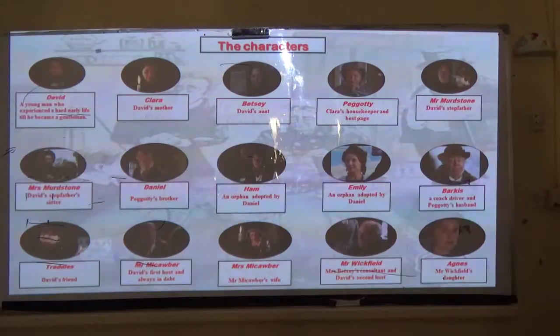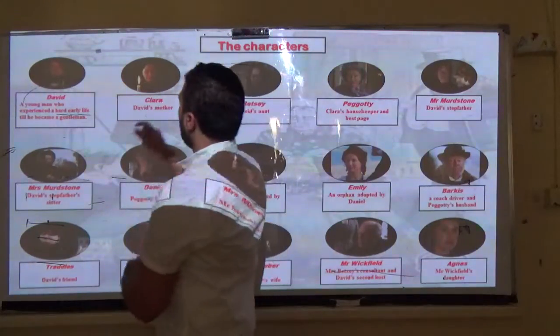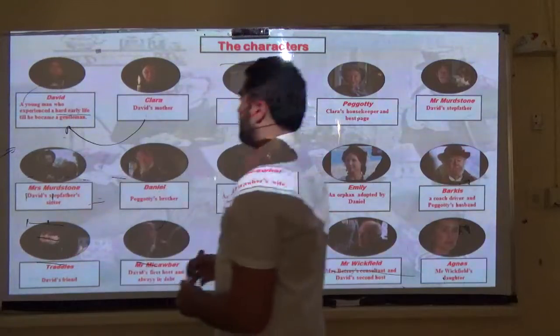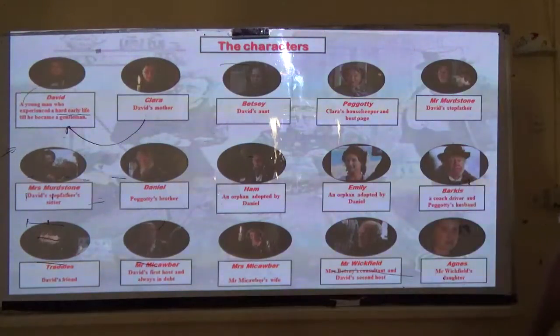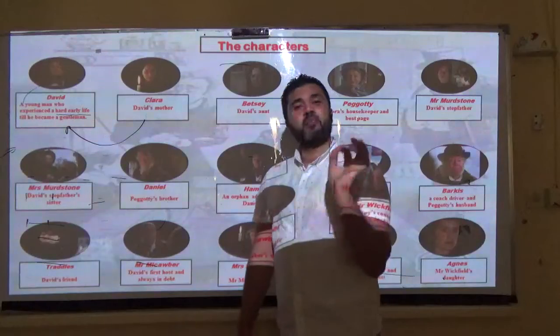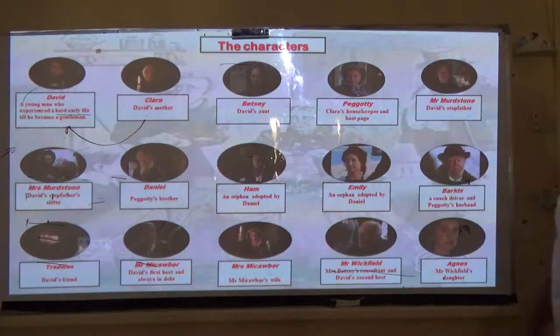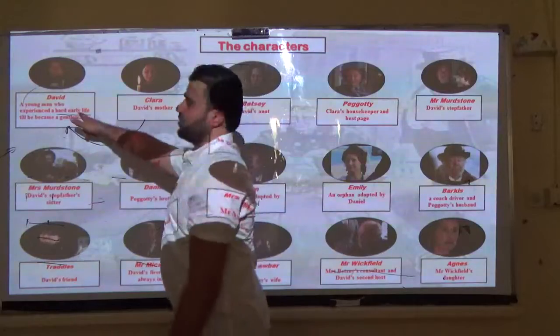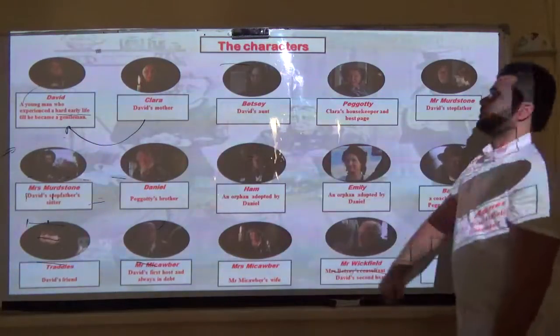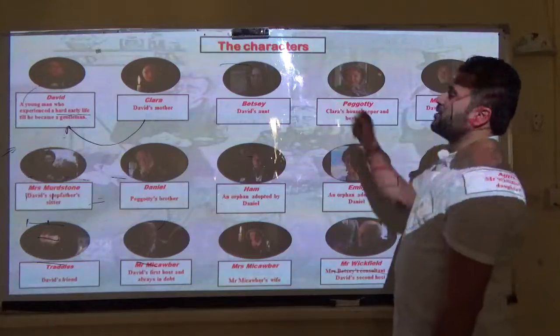After that, Clara Copperfield. She was David's mother. Number 3, Betsy, or Miss Betsy Trotwood. She was David's aunt. Number 4, Peggotty, or Clara Peggotty.